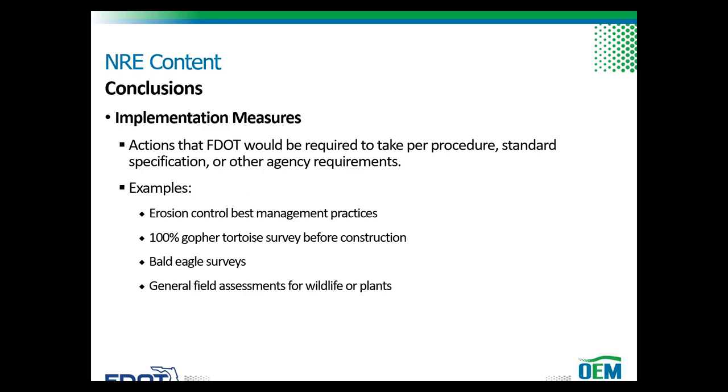The difference between implementation measures and commitments can be confusing, but it's essentially whether something is done as part of FDOT standard practice or not. Implementation measures are actions that FDOT carries out regardless of external agency input, such as erosion control, obtaining wetland permits, conducting gopher tortoise surveys or eagle surveys, and following standard specifications for road and bridge construction. Gopher tortoises and eagles have specific permitting requirements, allowing FDOT to consider these implementation measures instead of commitments.